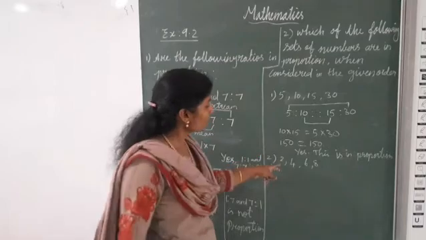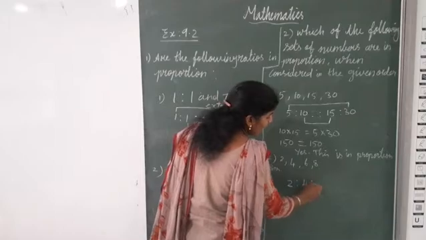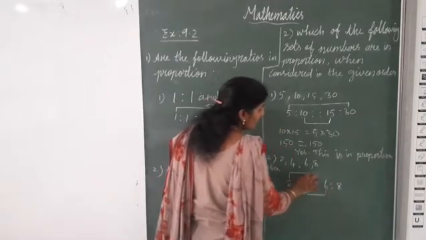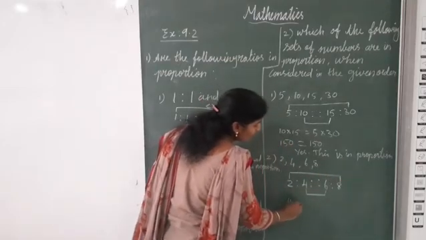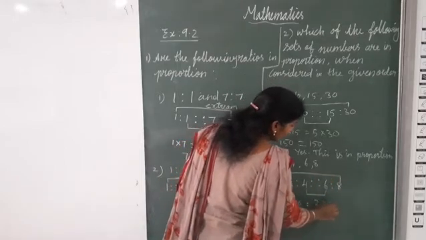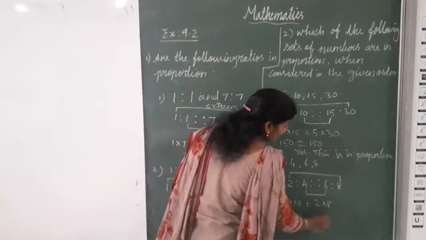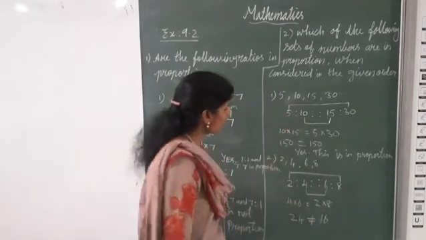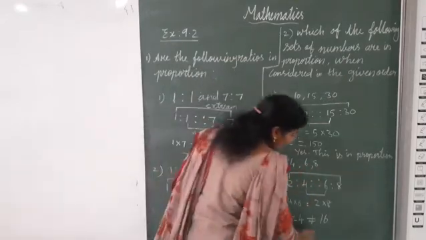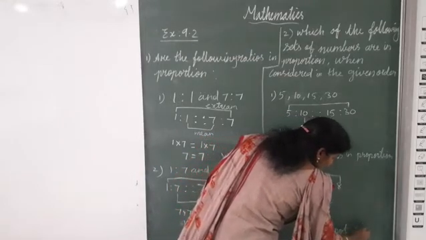Okay. Now, second one, 2, 4, 6, 8. How can you write in proportion form? 2 is to 4 as 6 is to 8. Now, we can write product of means is equal to product of extremes. 4 into 6 is equal to 2 into 8. 6 4s are 24, which is not equal to 16. So we can say this is not in proportion.